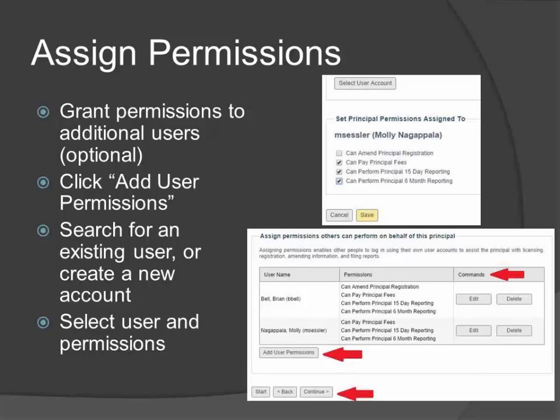To add permissions, first click on Add User Permissions. Next, search for the user, click on their name, and then click on Select User Account. We suggest you verify their username before granting permissions. If the person you wish to grant permissions to does not yet have an account, you can create a new user account. Choose which permissions you wish to grant by clicking inside the box next to the desired permissions and then click the Save button.